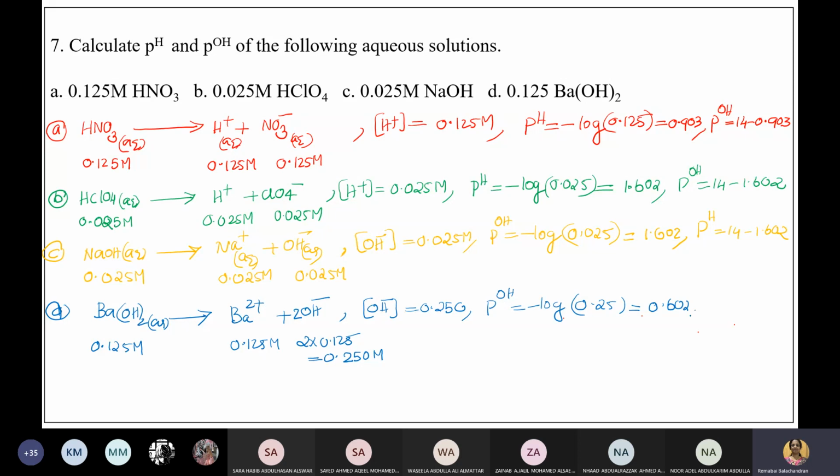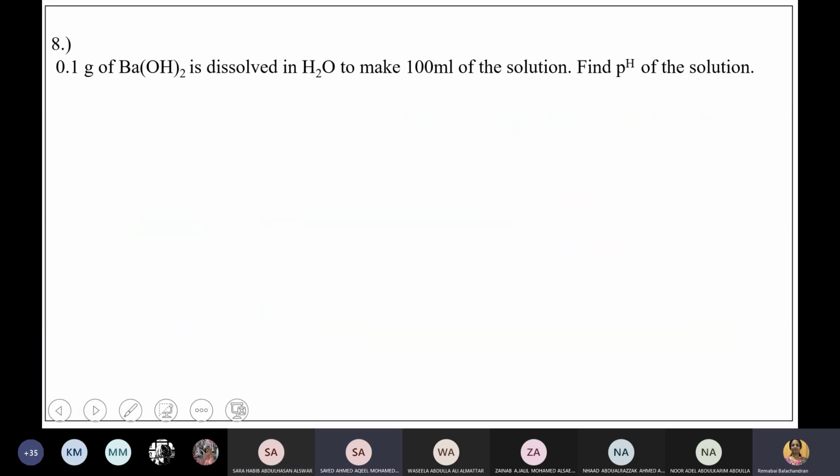pH will equal 14 minus 0.602, so 14 minus 0.60. I hope everyone understood.